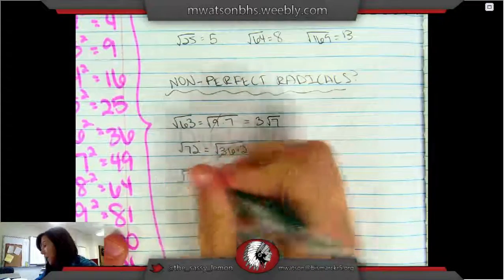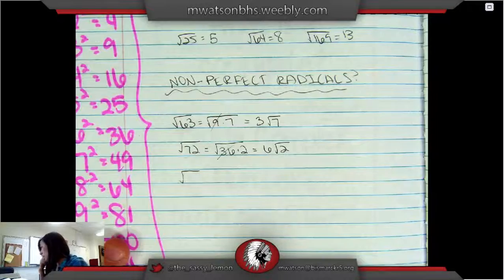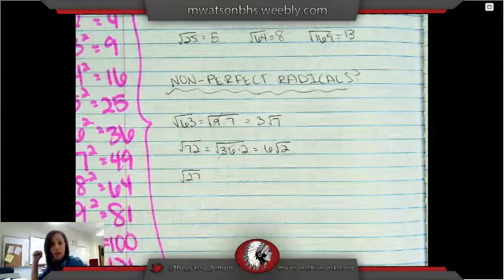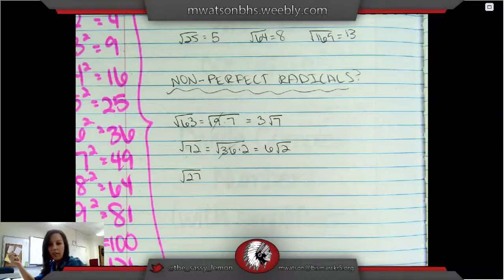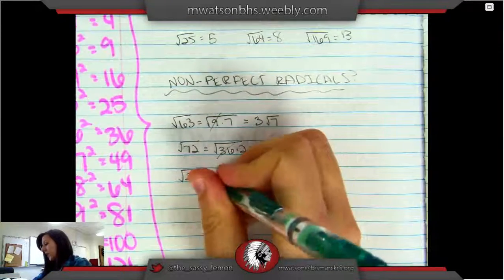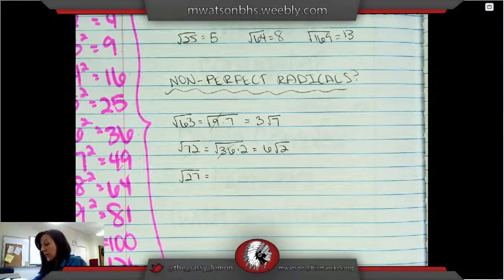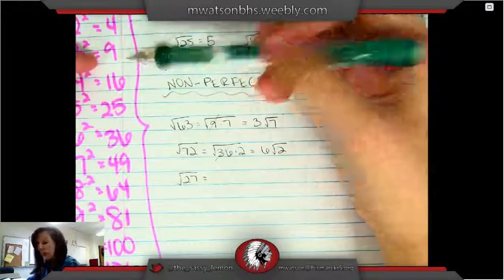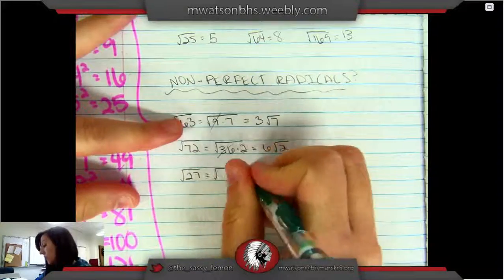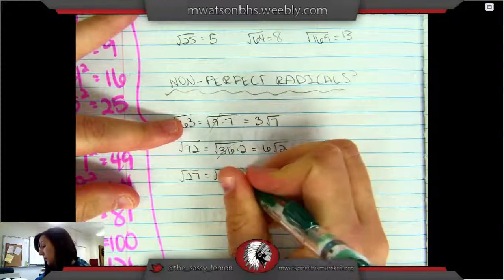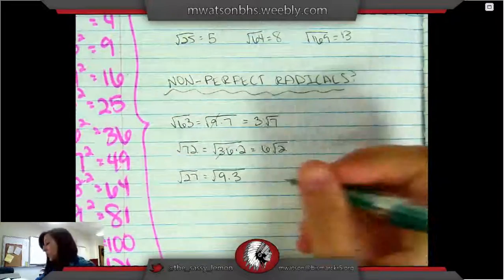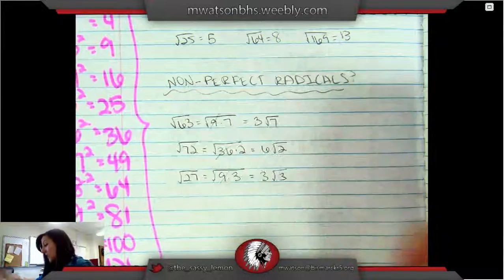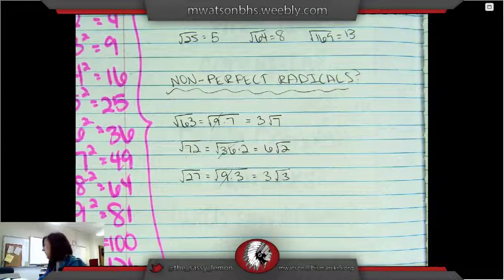Alright, now I want you guys to try one in your groups. Try to do the square root of 27. Pause this video and then restart it to see what the answer is. So the biggest perfect square that divides 27 is 9. Hopefully that's what you got. So you rewrite this as the square root of 9 times 3. Take the square root of 9, bring it out front. What's left behind? Just a 3. So 3 square roots of 3.